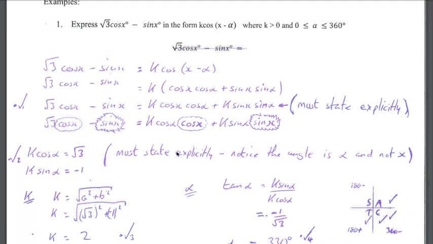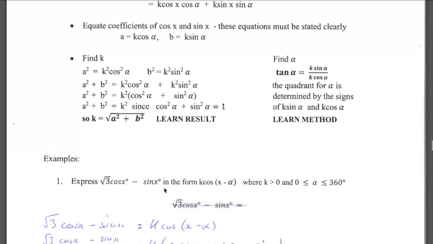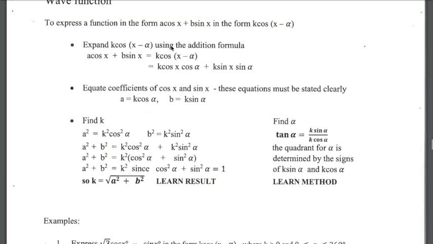I must state that explicitly as well. So it's k cos alpha, not k cos x, that equals root 3, because we have root 3 cos x there and k cos alpha cos x here. So k cos alpha is root 3. Now the next step, so what we've essentially done is this step and this step. Next step is to find k.